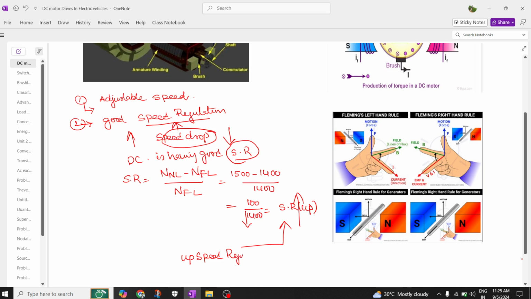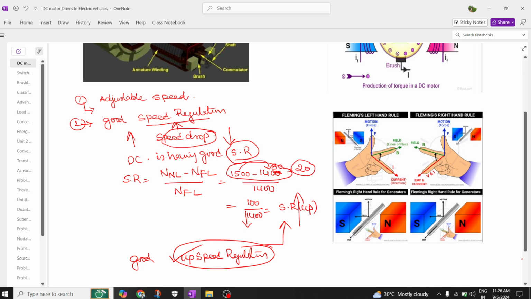I mean, we are going to calculate the maximum possible speed regulation of the DC motor. This speed regulation should be good. If it is offering good speed regulation, the drop in speed is minimum, the drop from no load to full load is minimum. For example, if the speed is 1480, then the drop is only 20.